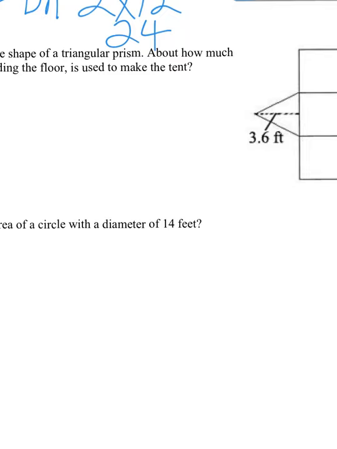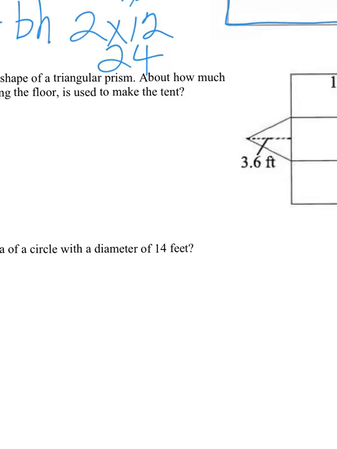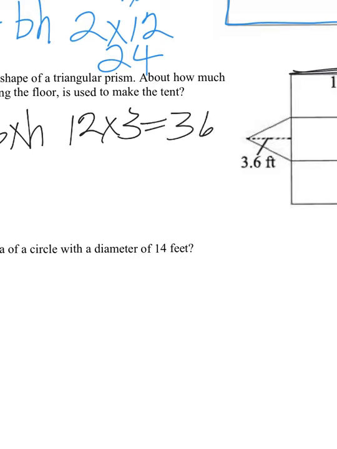To find the area of the rectangle, we would use A equal base times height. 12 times 3 is equal to 36. And there are 3 of those. Times 3 would give you 108. So the rectangles have an area of 108.